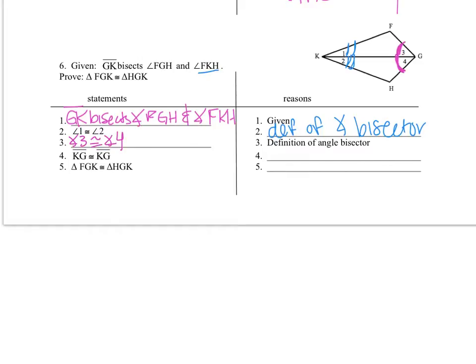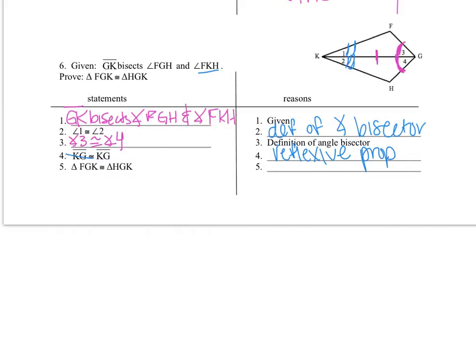Step 4, it says that KG is congruent to KG. Anything that is congruent to itself is the reflexive property. So make sure you go label that. So it's a segment, so I'm going to use a tick mark.